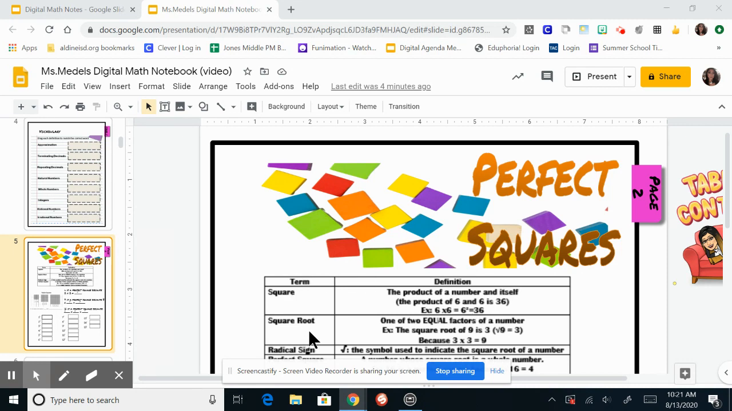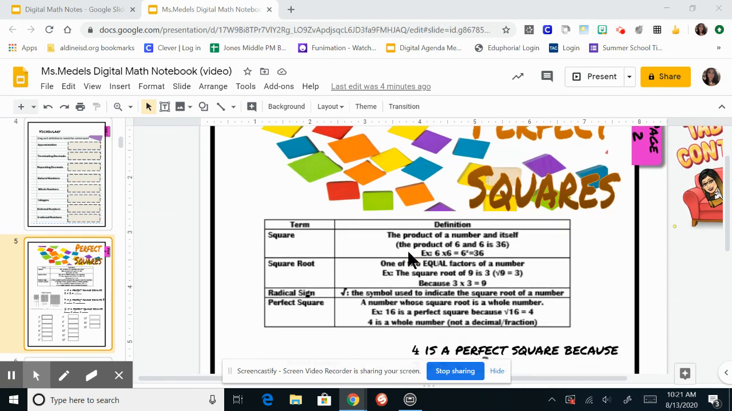The square root is one of two equal factors. Notice that big word, equal, of a number. So for example, the square root of 9 is 3. Here's what it looks like: the square root of 9 equals 3 because 3 times 3 is equal to 9. Now that little symbol is called a radical sign, and that is the symbol that we use to indicate the square root of a number.